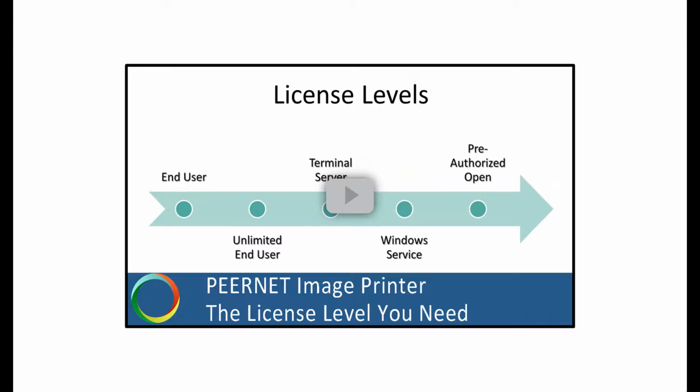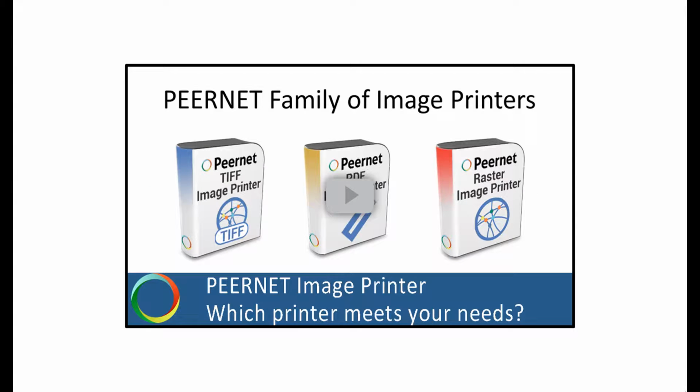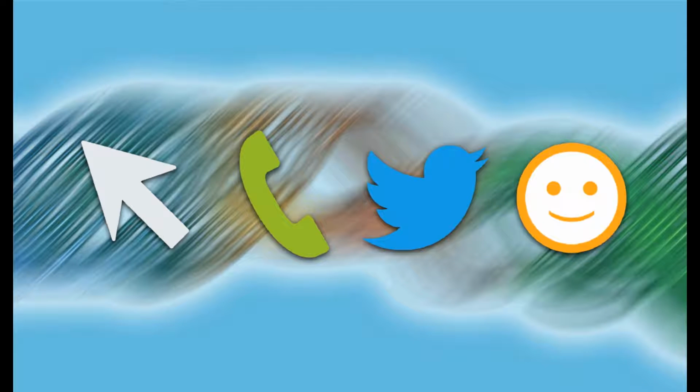PDF Image Printer can be purchased at different license levels beyond the end user license level. For more information, watch our Image Printer Licensing Levels video. If you are unsure of which Peernet image printer would best meet your needs, watch our Comparing Peernet Family of Image Printers video. If you ever have a question or need assistance, we're only a click, call, or tweet away, and we're always happy to help.